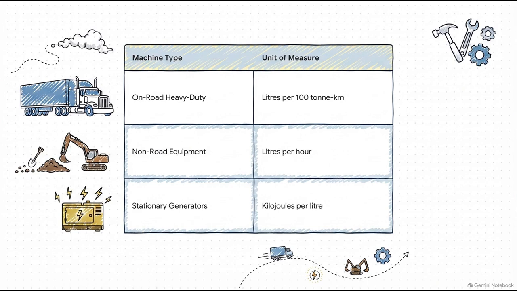To really get this, just picture a massive semi-truck hauling freight, an excavator moving earth, and a generator producing power. You instantly realize they perform entirely different tasks, right? So logically, each one requires a distinct unit of measure that reflects its unique operational reality. We really just need the right tool for the job.